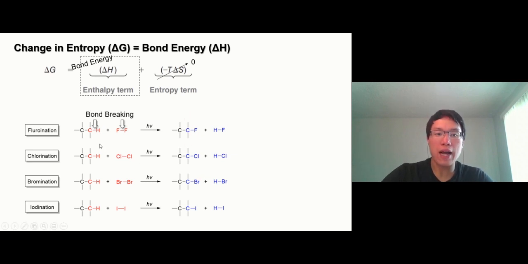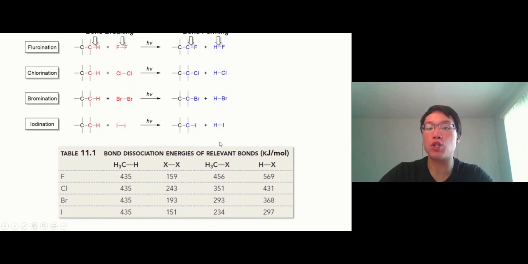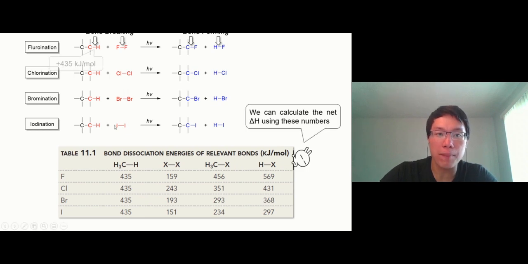Let's start with fluorination. To make a fluorination, you have to break the CH bond and the fluorine bond, and then make the CF bond and the HF bond. So we have bond breaking here and bond forming here. We're going to do a calculation in a bit. You don't have to; I'm just going to show you how I get the numbers. On the left side, bond breaking. We're trying to break the CH bond, which is a really strong one: 435 kilojoule per mole. So I'm going to add 435 kilojoule per mole right here.